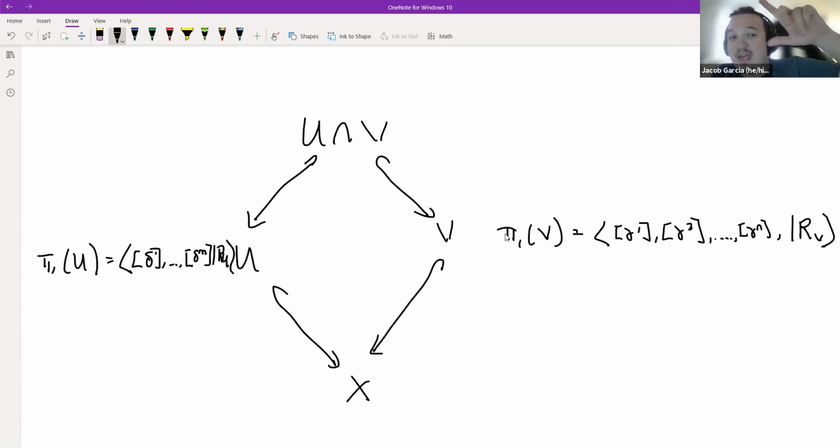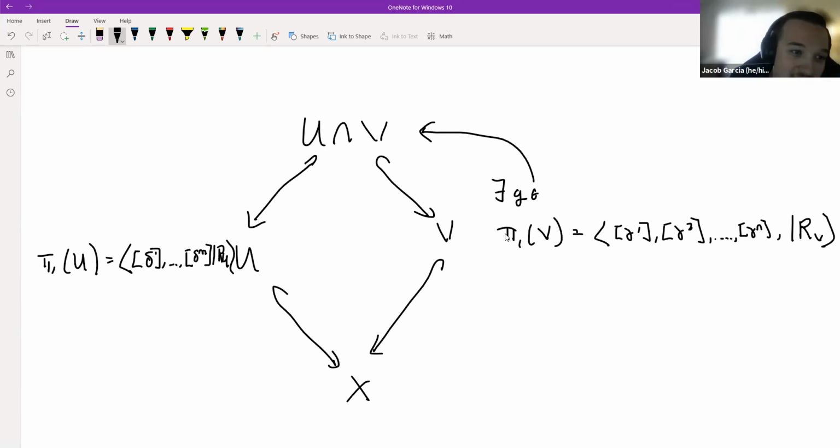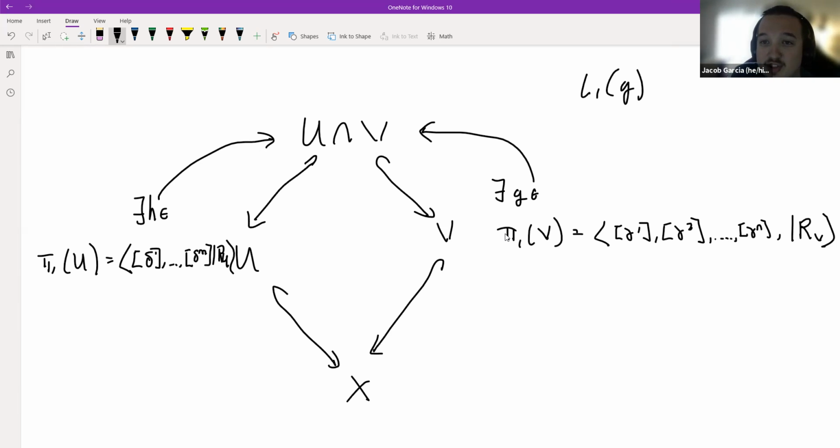But because U intersect V is connected in a locally path connected space, this is path connected. So there are some elements G in this group which are represented in here, and some elements H in this group which are also represented in here. You want to be able to say that those group elements are the same. And that's exactly what this I1 of G inverse I2 of G thing in the Seifert-Van Kampen theorem is saying.